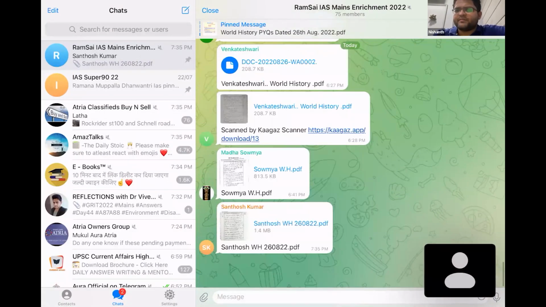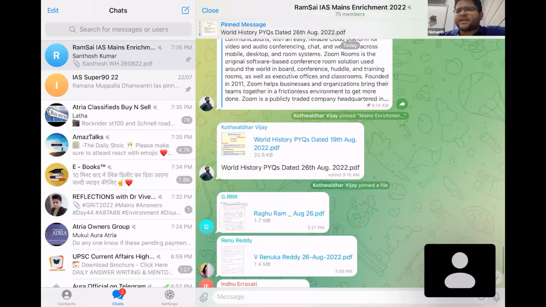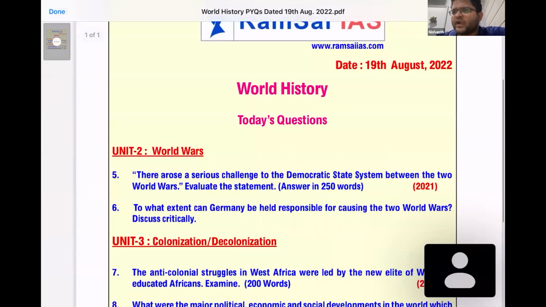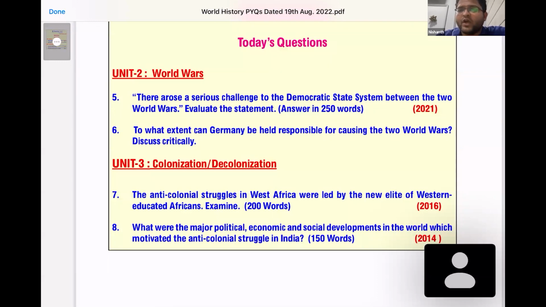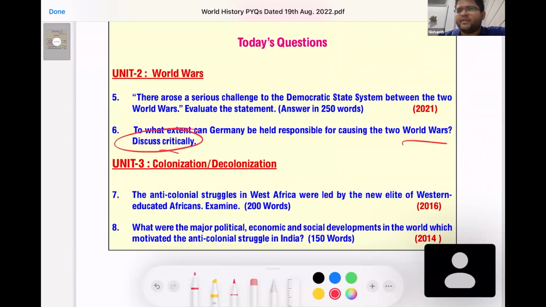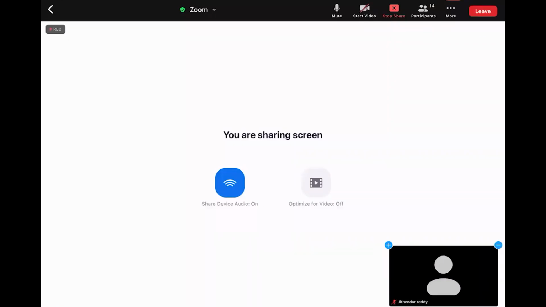See the second question. To what extent can Germany be held responsible for causing two world wars? That is World War I and World War II. Discuss critically. Please see this tagline. Give the framework.